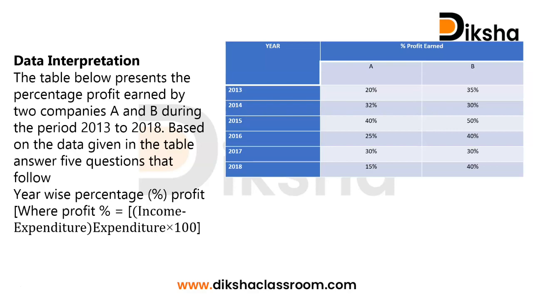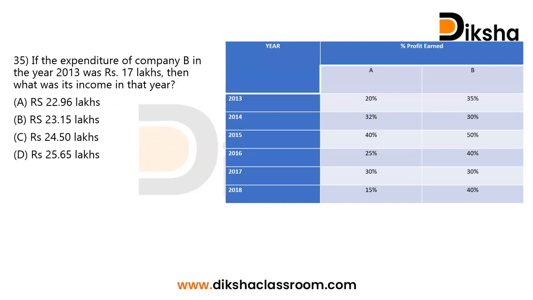The table below represents the percentage profit earned by two companies A and B during the period 2013 to 2018. Based on the data given in the table, answer the 5 questions that follow. They have given the year-wise percentage profit. We know profit percentage equals income minus expenditure by expenditure into 100, similar to growth rate percentage. So this is the percentage profit earned by the two companies.